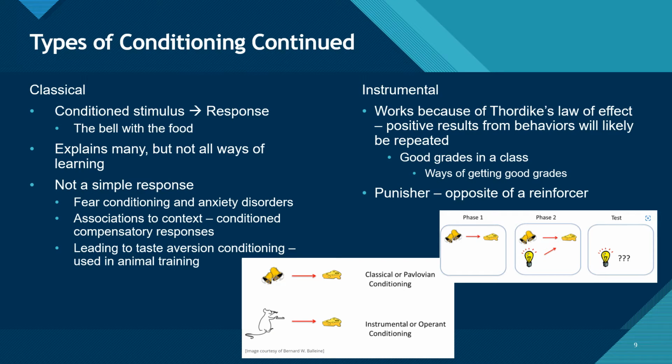So types of conditioning continue, now that we have some more background context. Conditioned stimulus will equal your CR, so the bell with the food. It explains many but not all ways of learning. No one theory or method would.